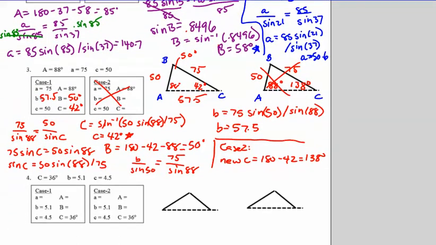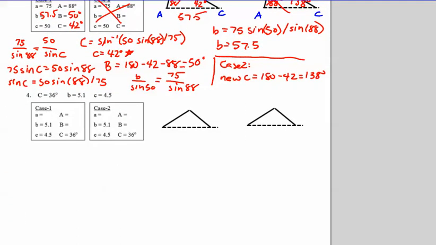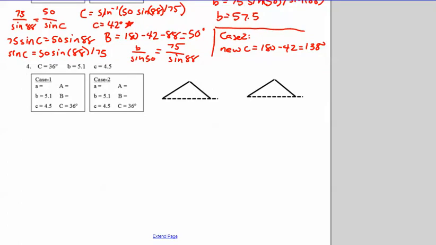Alright, the next problem we skipped is problem 4. Okay, in problem 4, it told me that angle C was 36 degrees, so I tried to draw an angle C that looked like it was about 36 degrees. And then opposite that, it said that C was 4.5, which is only a little bit shorter than B, which is 5.1. So here's B, and then that would make this side B. Here's C, and that would make this side C.